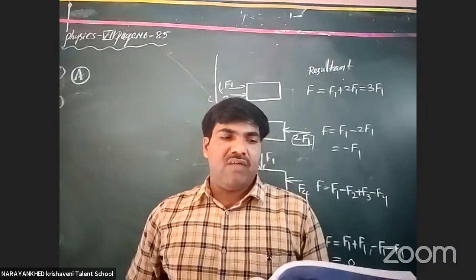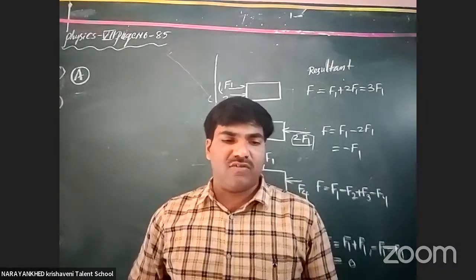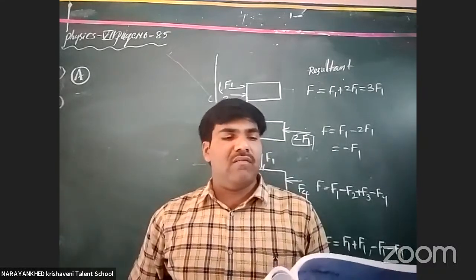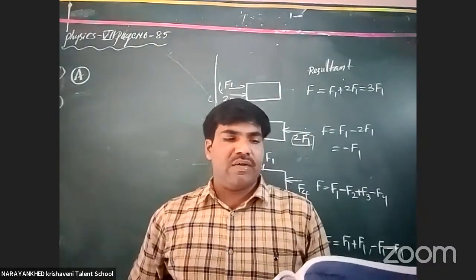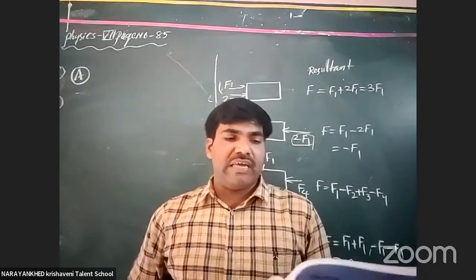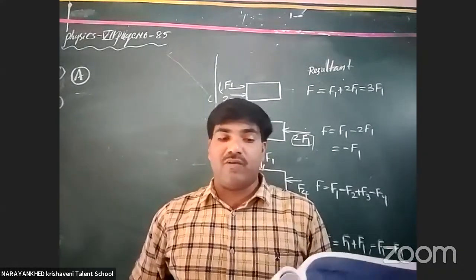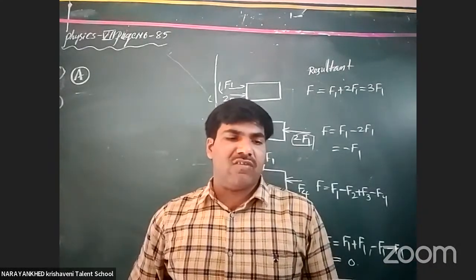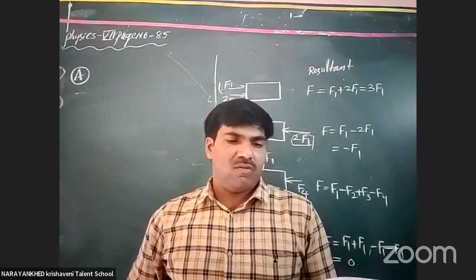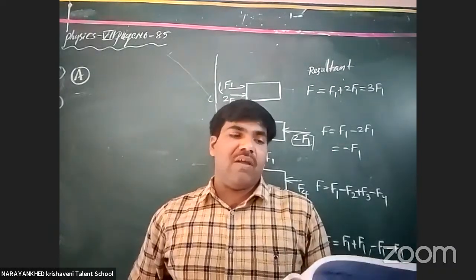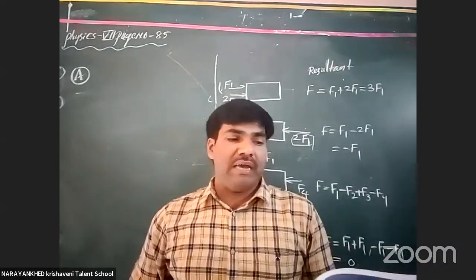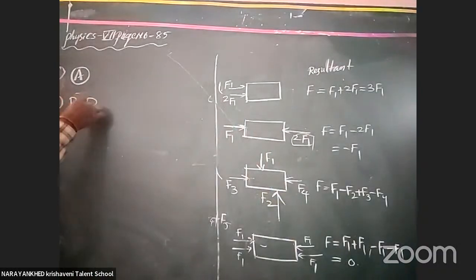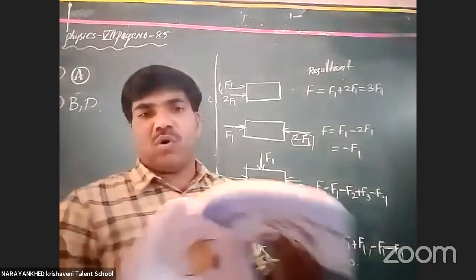Now, action of the book on the table and reaction of the table on the book are equal and opposite, but saying they are inclined to vertical is not correct. Action and reaction are equal and opposite and act perpendicular to the surface of contact: it is correct. Action and reaction are equal but act in the same direction: not correct. Action and reaction are not equal but opposite in direction: not correct. So B and D are correct only. Clear or not? Simple thing.